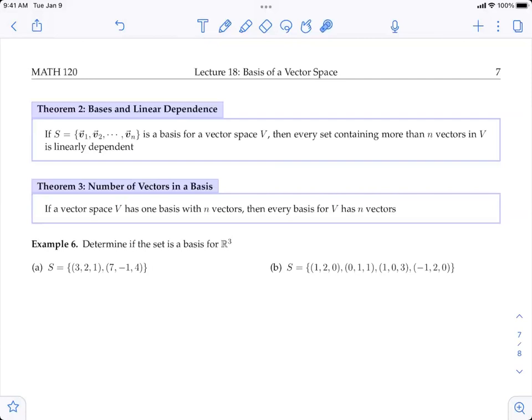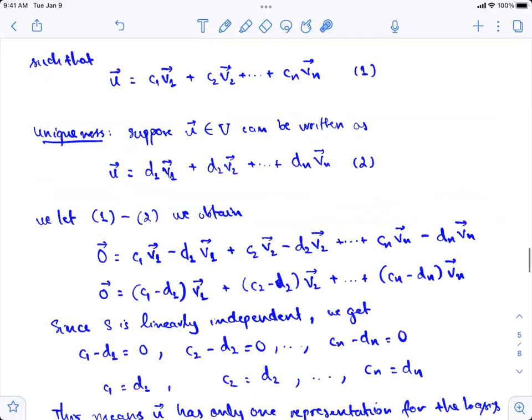Again, the idea of theorem two is that you don't want more than enough vectors in the set. Theorem three is about the number of vectors in the basis. If a vector space V has one basis with n vectors, then every basis for V has n vectors, right? For the two-dimensional case, in example one, you have the standard unit vectors in the set, which form the standard basis for the two-dimensional vector space. So you just need two vectors in the set. Right, so let me go back to the example.